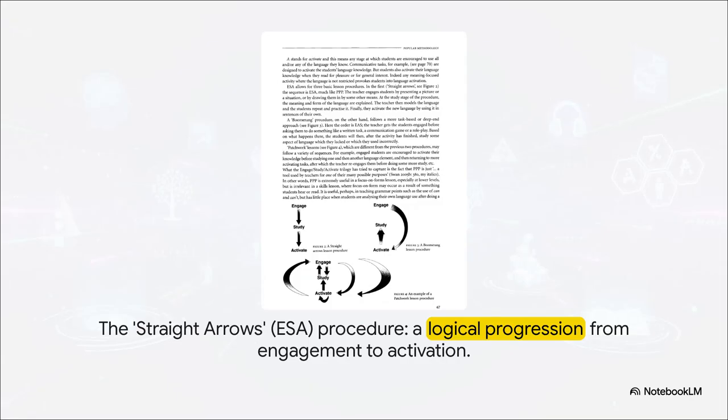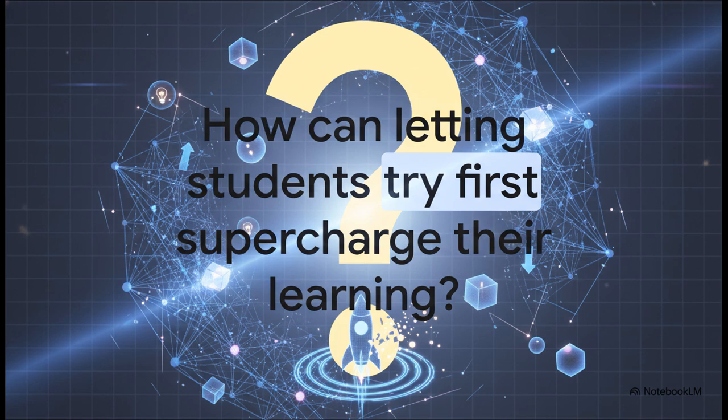Now, the most common way to use this is what's called the straight arrows approach. It's super logical. You engage, then you study, then you activate. Simple, clean, and you know what? It works really, really well. But here's where things get really interesting. What if we just flipped that whole sequence on its head? What happens when you let students try to do something before you've taught them all the rules? Well, that's how you can absolutely supercharge their learning, because they learn by doing and by making mistakes.